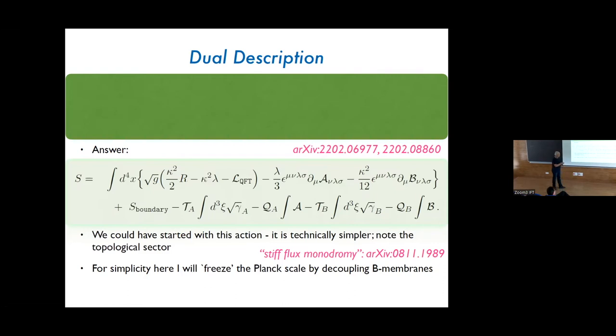Now, however, think of kappa and lambda, and lowercase lambda, not as fixed numbers, but as fields which are restricted by these topological field theories to be locally constant, okay? If you vary, for example, the action with respect to this free form, and ignore the sources, or decouple the membranes by taking the limit when the tensions go to infinity, so you can't nucleate anything, then varying this part of the action with respect to A tells you that d mu lambda is equal to zero, so lambda is locally constant.